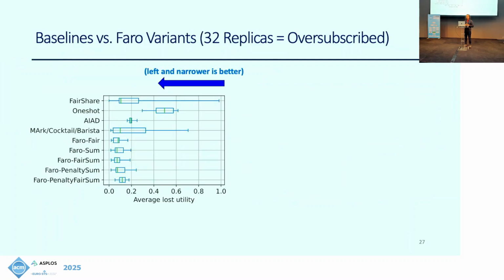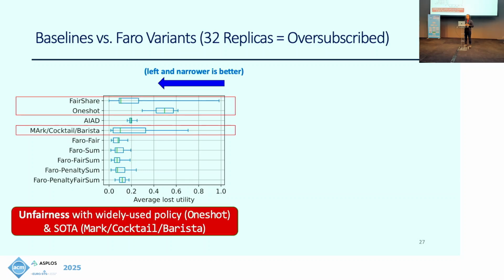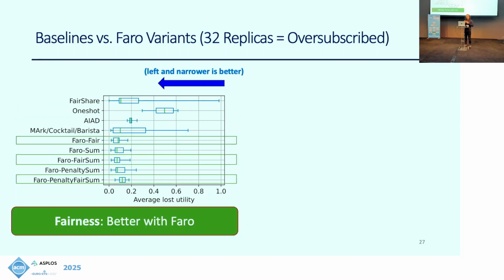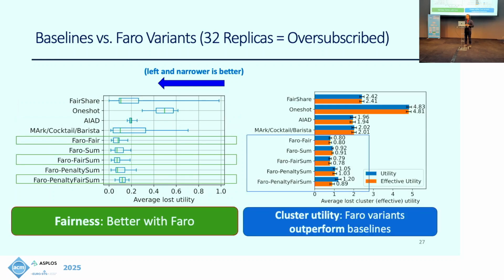What about fairness? Again, lower is better here. This is average lost utility. The competitors, the baselines, have wider candlestick bars, which means that the SLO violation of the best job and the worst job are kind of far from each other. Compared to that, the Faro variants are a lot tighter and also to the left. The Faro variants outperform the baselines on over-cluster utility.